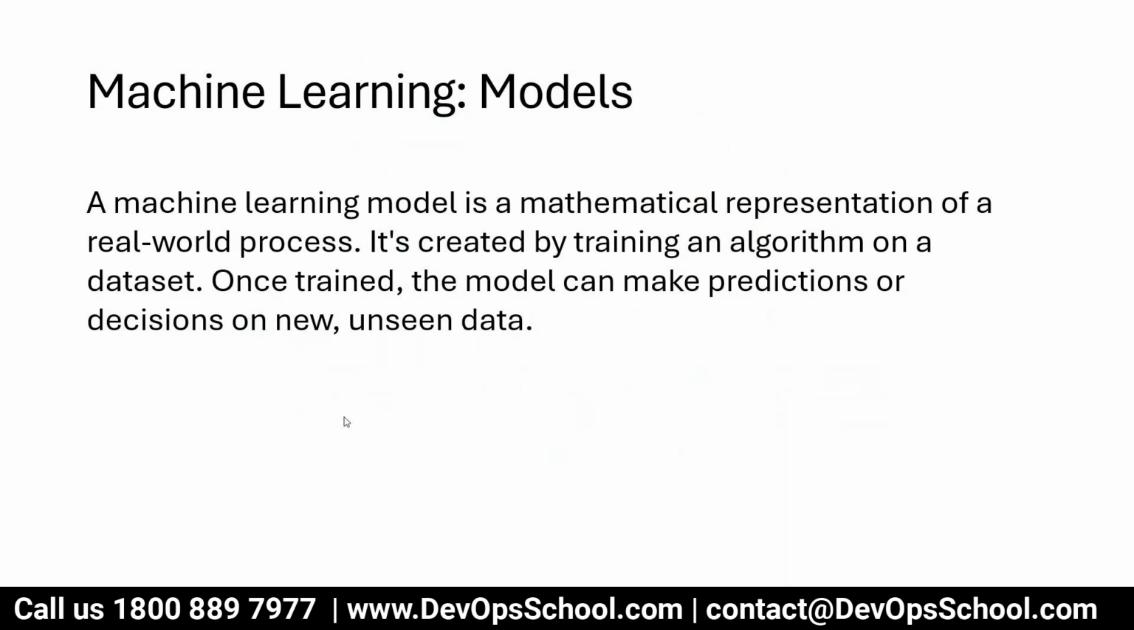Now, the last one as part of machine learning is the model. What is a model? We know data and different types of data, and we know algorithms and different types of algorithms. A machine learning model is a mathematical representation of a real world process. It is created by training an algorithm on a data set. Remember that. Once trained, the model can make a prediction or a decision on new unseen data.